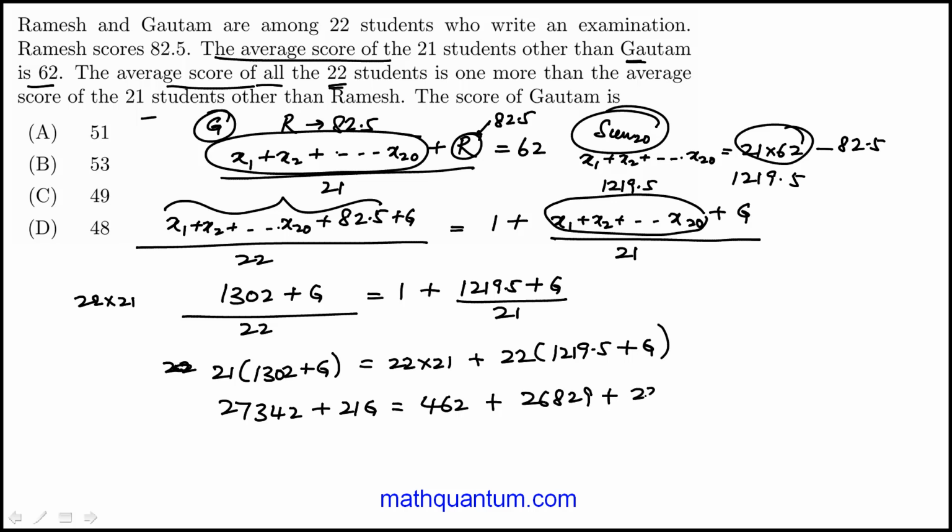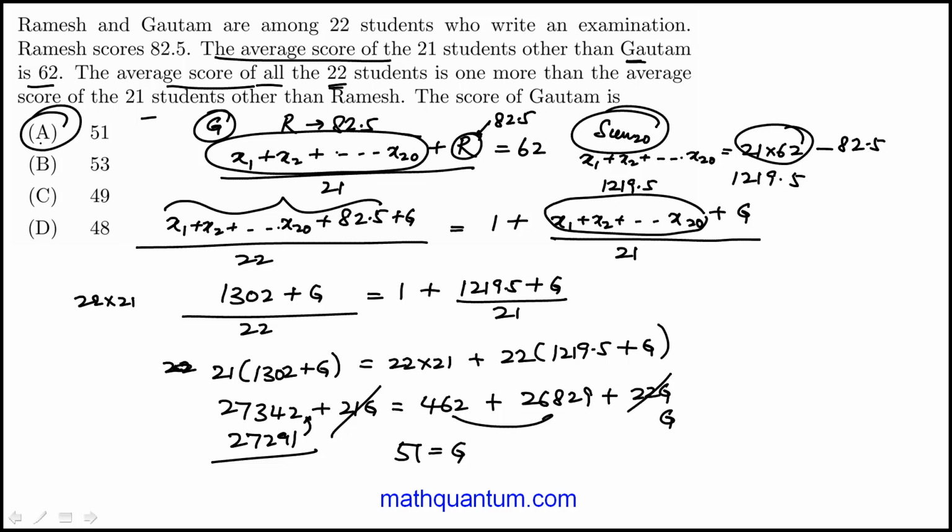26829 plus 22G. You'll notice these drop out. You're left with single G. These two add up to 27,291, and then I just have to subtract that. 9 will take us to 342, so that would be 51, and that's the answer, which is choice A.